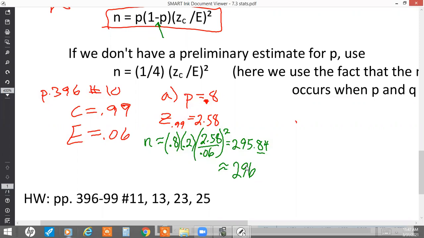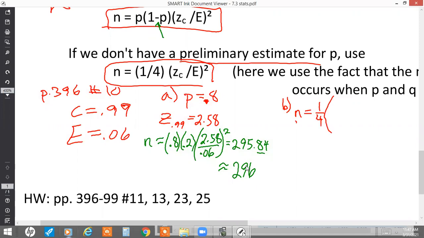All right, part B. What if you don't have a preliminary estimate for P? Then we're going to use this to calculate. So n will equal 1/4 times the 2.58 divided by the error 0.06 in parentheses squared.